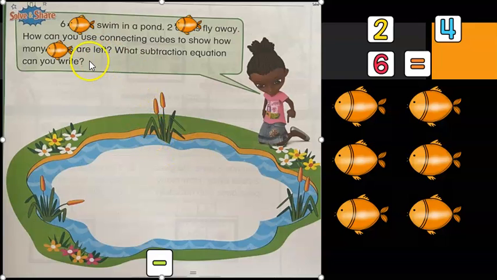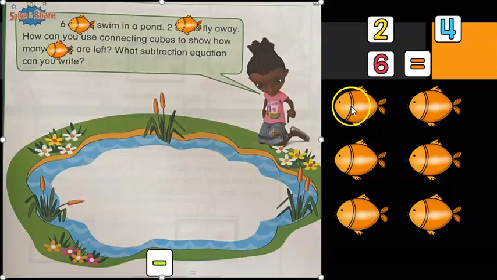Now, first graders, Jada told us this. 6 fish swim in a pond. So first graders, how many fish are in the pond now? How many fish are in here? 6. Because look, Jada told us from the beginning, 6 fish swim in a pond.